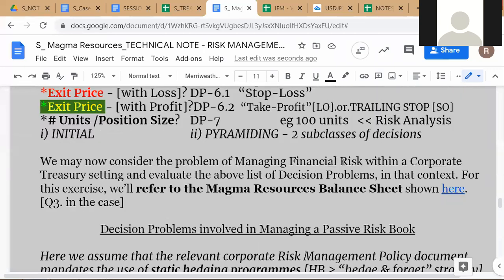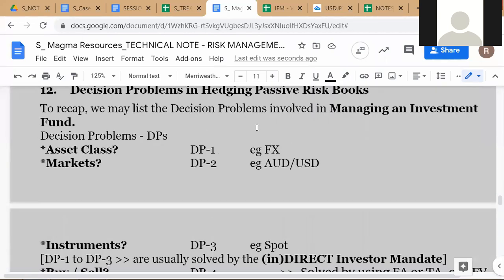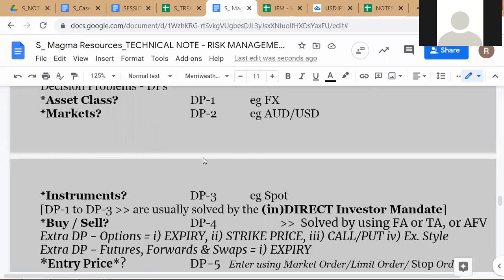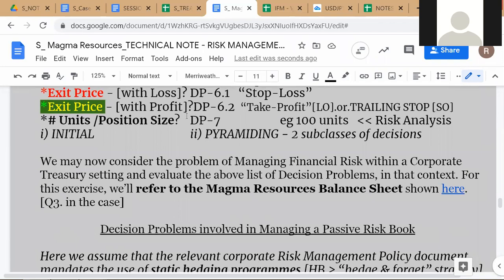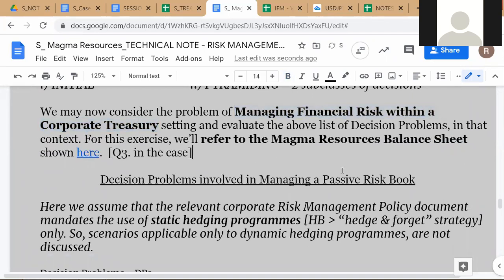So let's go through the note here, what we have done in the note so you can follow the note later on. We are recapping here the decisions in managing an investment fund. But this is nothing new for you. You already know this. This is all old stuff. Now we are talking about managing financial risk within a corporate treasury setting. Now we are going to discuss the same decision problems and we see how we're going to solve them.